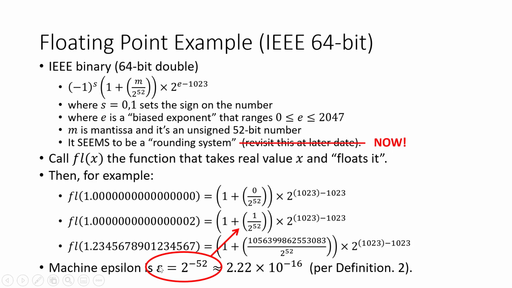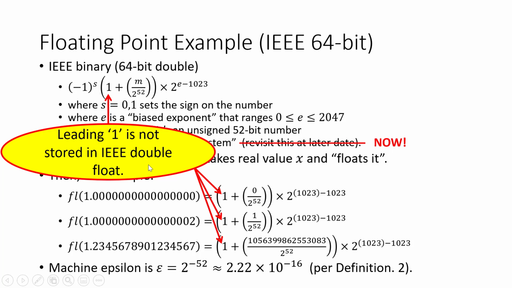And you know what? That is how the machine epsilon was defined, a definition 2 type of thing for the binary system. When you calculate the 2 to the -52, that's about 2.2 times 10 to the -16, and that's how you see it over here when you print out the 1 added with the epsilon. So remember that leading 1 is not really stored in the double float. It's just something that you have to remember that is there and sort of hidden.